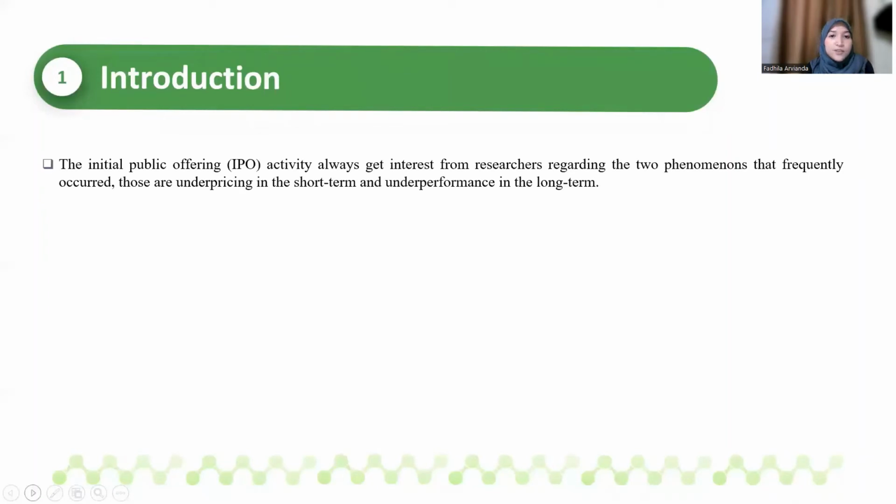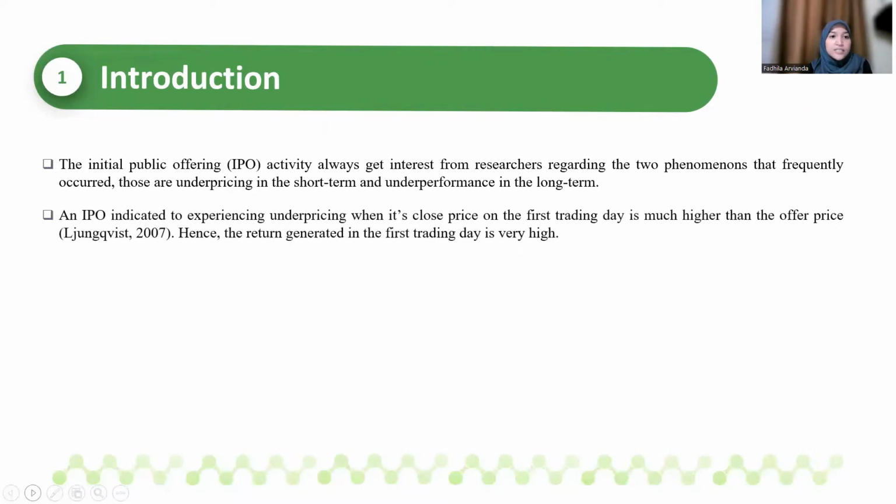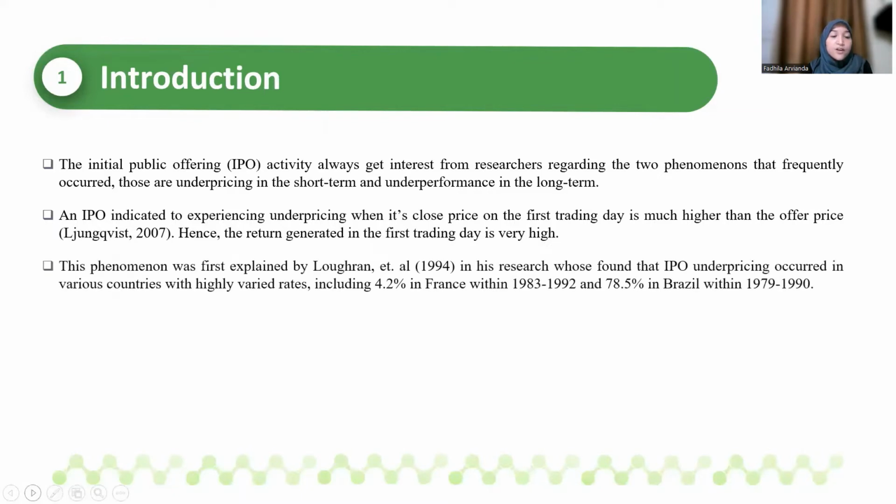Introduction. IPO activity always gets interest from researchers regarding two phenomena that frequently occur, that is IPO underpricing in the short term and underperformance in the long term. An IPO is indicated to experience underpricing when its close price on the first trading day is much higher than the offer price, and the return generated in the first trading day is very high. The phenomenon was first explained by Loughran et al., who found that IPO underpricing occurred in various countries with highly varied rates.